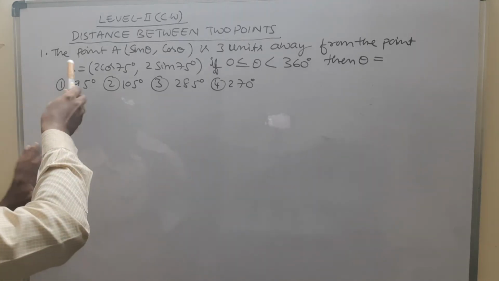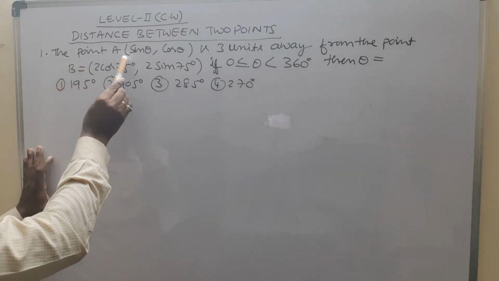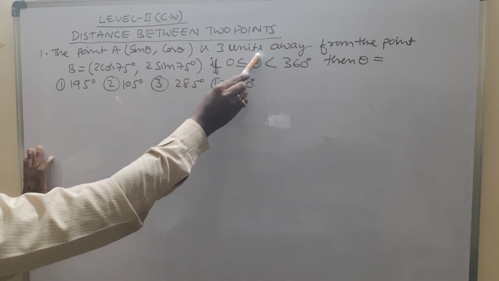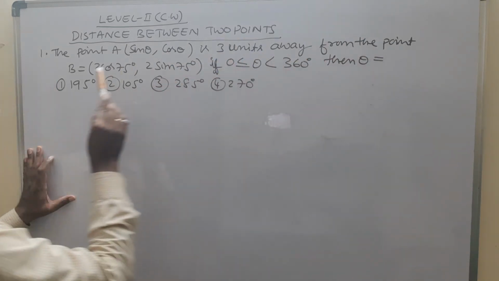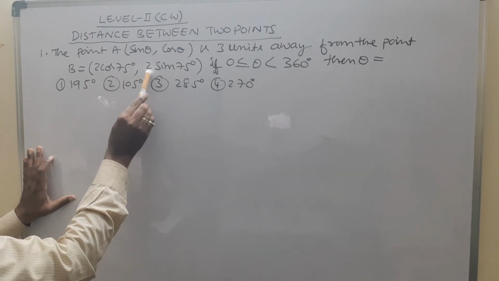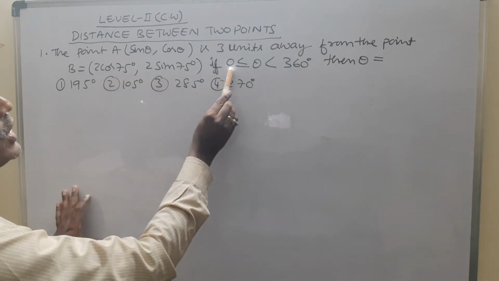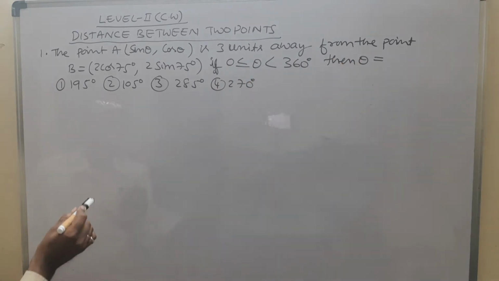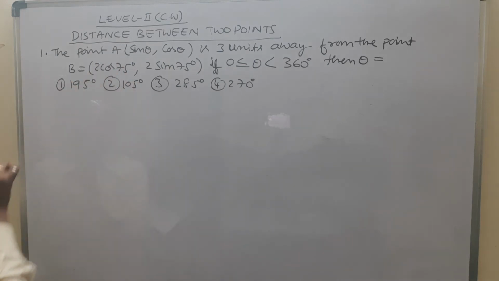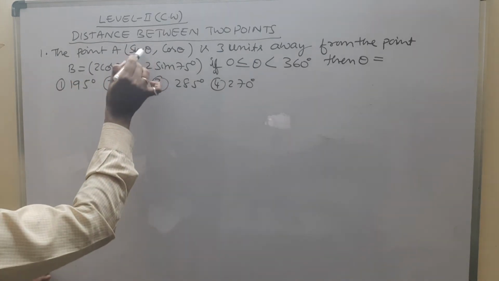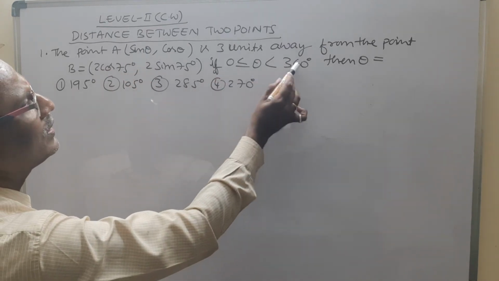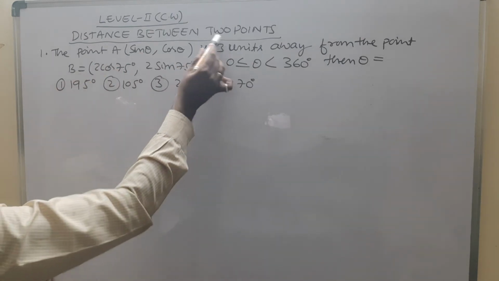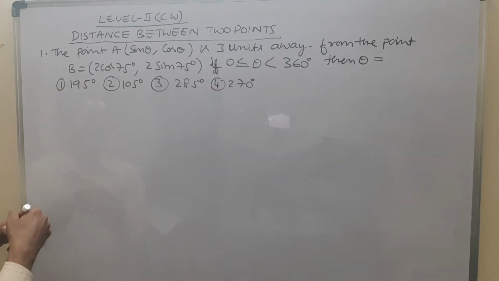Question number 1. The point capital A sin theta comma cos theta is 3 units away from the point B 2 cos 75 degree comma 2 sin 75 degree. If 0 less than equal to theta less than 360 degree, then theta equal to, here capital A vertices and B vertices is given. To find value of theta in between this angle 0 and 360 degree. Here the distance between AB is equal to 3 units. These are the 4 options.